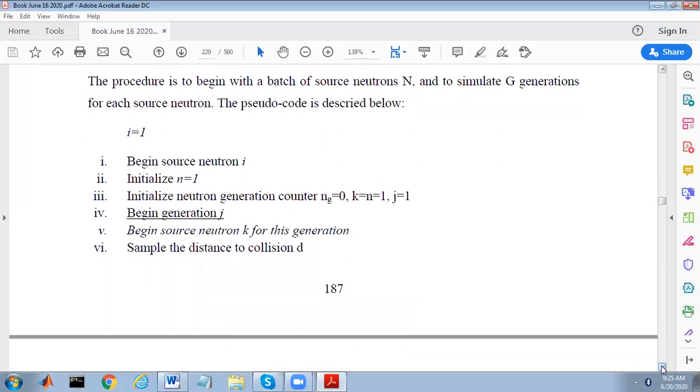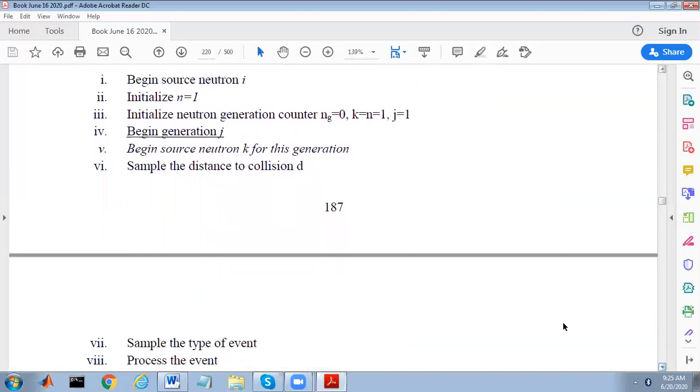So step one, we begin a source neutron, I. We initialize a counter, n equal to 1. We initialize the neutron generation counter. Nothing has happened. It's just started. So everything goes to 0. So there's no neutron in our bank. We begin our jth simulation, and we begin source neutron k for this generation.